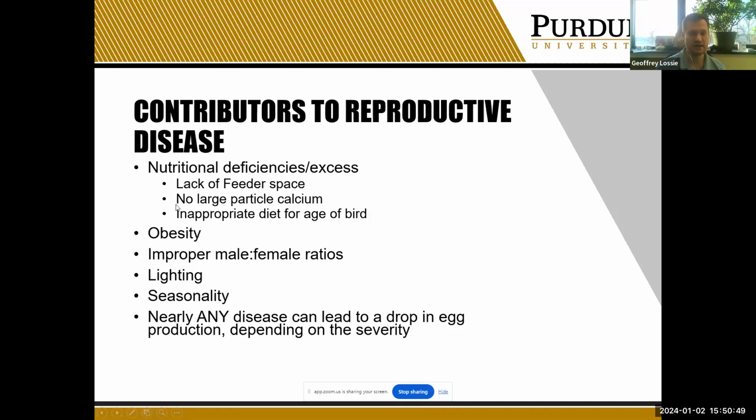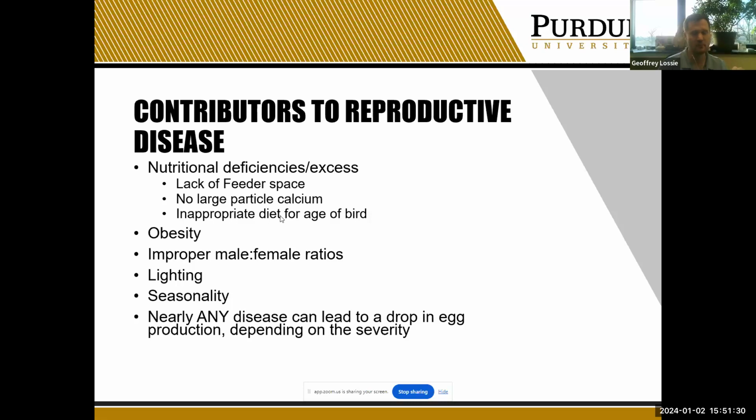Another common error is a complete lack of large particle calcium. So this is going to be your crushed limestone or oyster shells. That's your most common. They should always be offered free choice to birds that are of laying age or have already laid an egg. Just as a side note, once you have your chick feed, then you have your pre-lay diet. You can generally switch from a pre-lay ration to a laying ration with large particle calcium at 18 weeks of age or after the first egg.